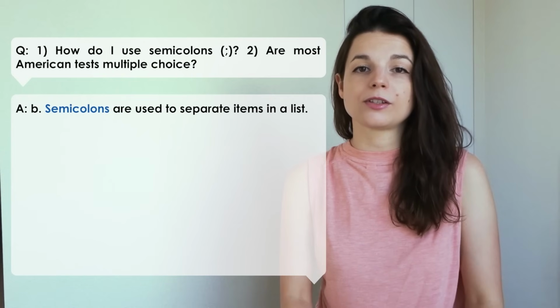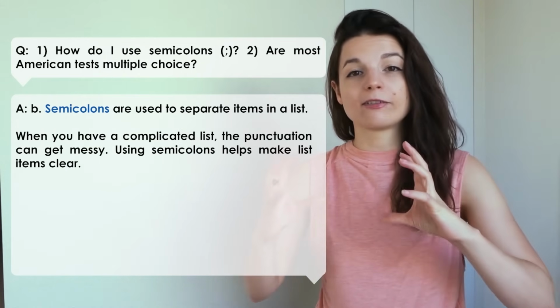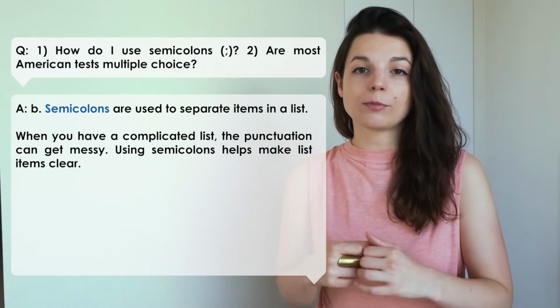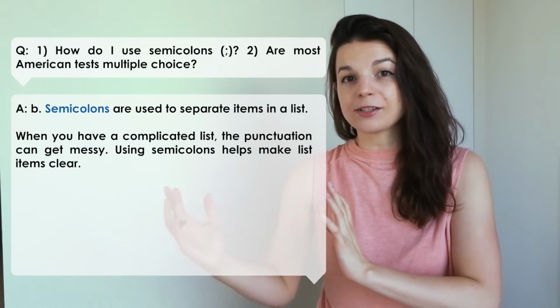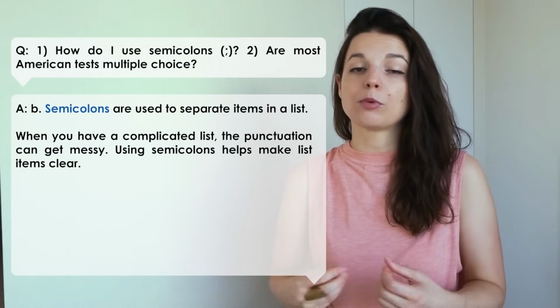This can be tricky to do, but the reason we do this is because when you're making lists that have lots of complicated information, they include commas, for example, it may be difficult to understand where the items in a list end or start, so we use semicolons to help readers understand the points in a list.